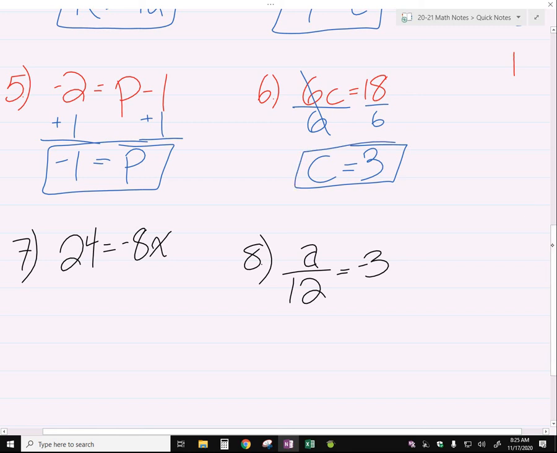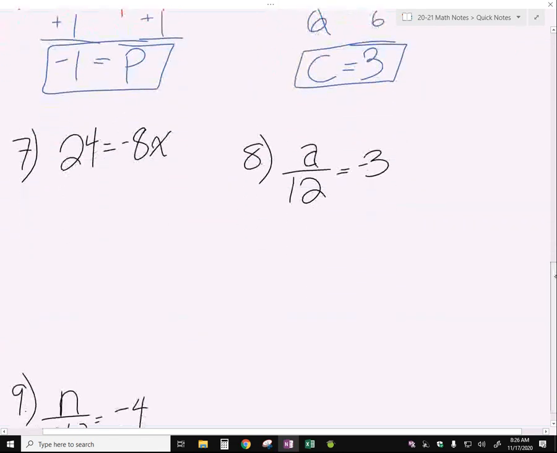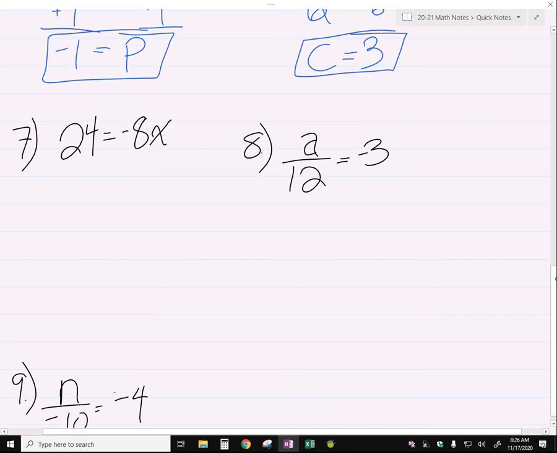Because you're not dealing with integers, I think that lesson 2 is actually easier than lesson 1. It's less likely that you'll make those mistakes. The main thing about the difficulty of lesson 2 is going to come up with this number 7 here. So for number 7, we have 24 equals negative 8x. 24 equals negative 8x.